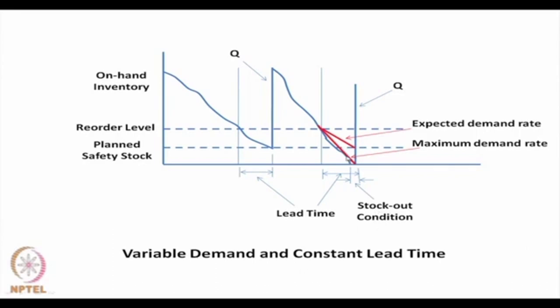So, what is normally done is that the reorder level is not just the expected demand. Expected demand is basically the average demand into the lead time, but on top of this we should think of a maximum demand that can occur during this time, and we should create a little more stock, and that is called the planned safety stock. That depends on the service level. So, this is a case of variable demand and constant lead time.